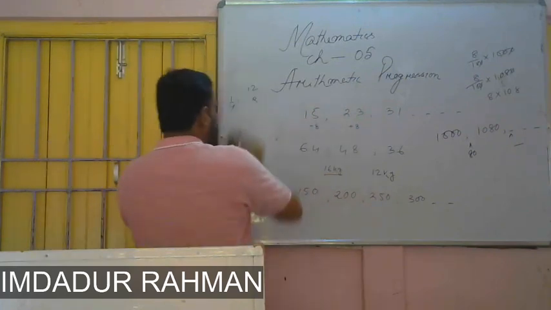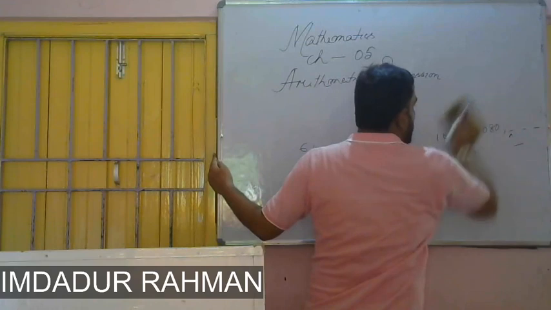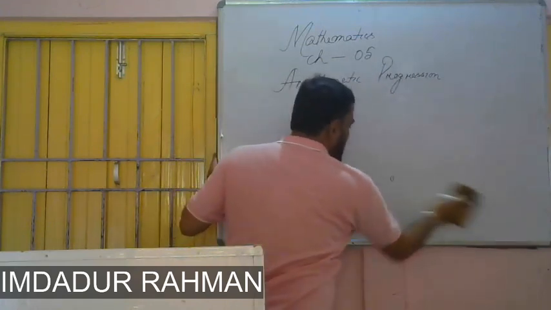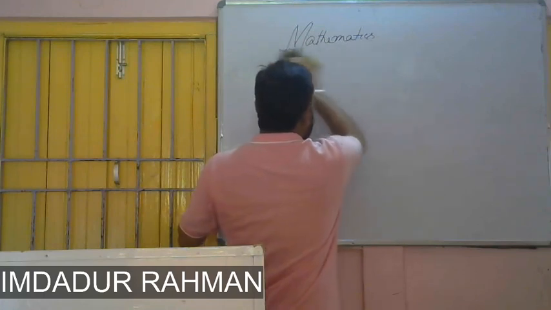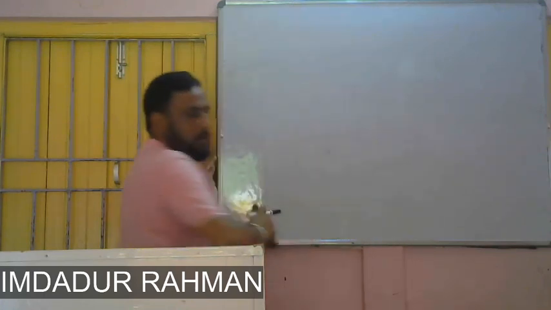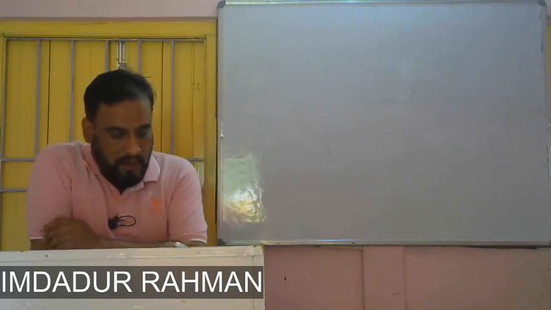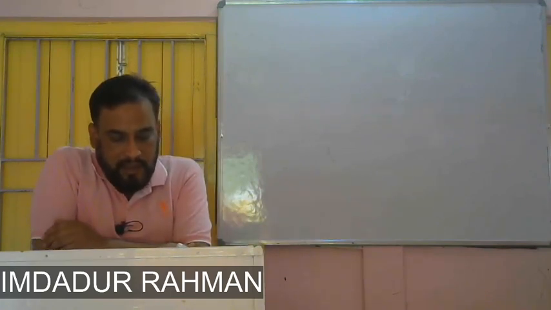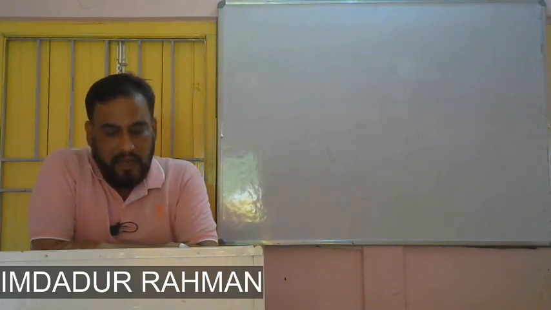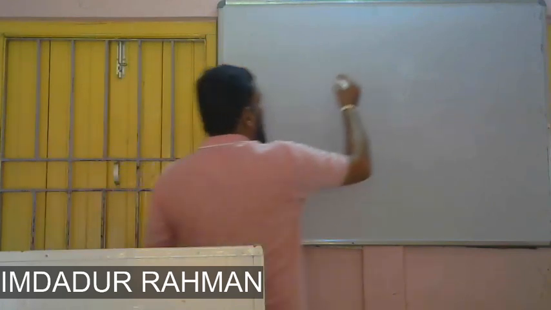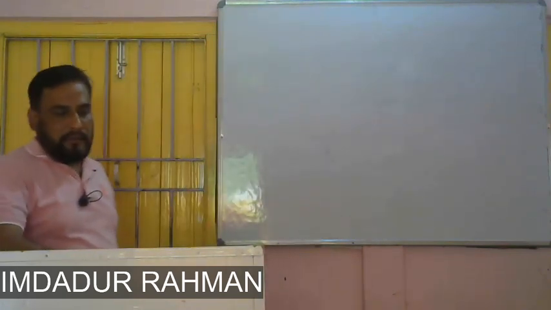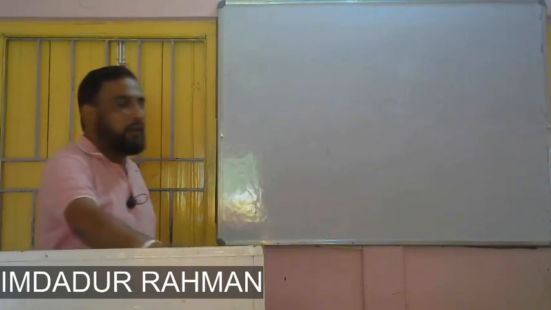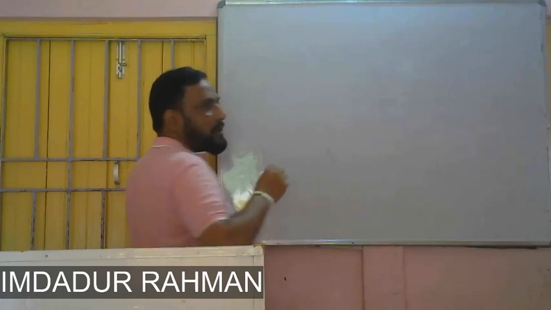Now question number 2. Write the first 4 terms of an AP when the first term A and the common difference D are given as follows. So before starting question number 2, we will discuss the formulas of arithmetic progression.